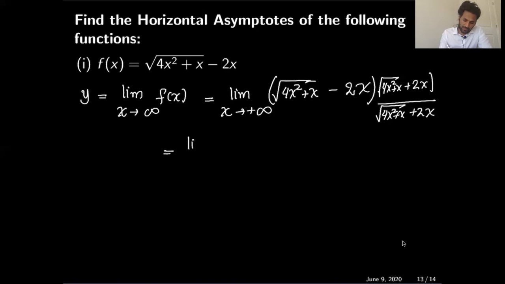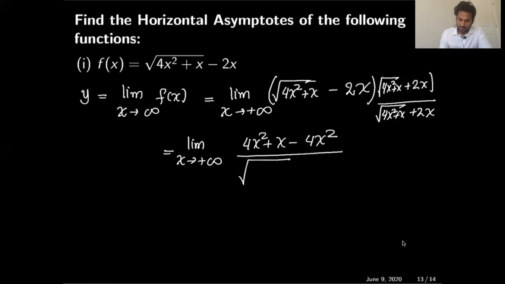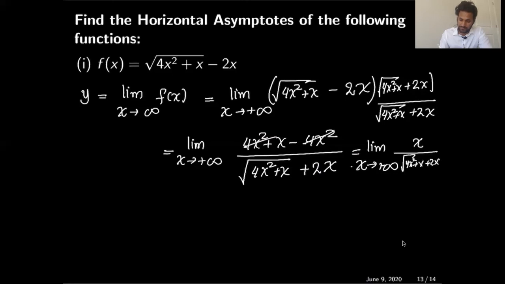If I simplify the top, I will get 4x squared plus x minus 4x squared. I don't need to simplify the bottom, which is square root of 4x squared plus x, plus 2x. So this goes to 0, this cancels out. So I have the limit as x approaches plus infinity of x divided by square root of 4x squared plus x, plus 2x.